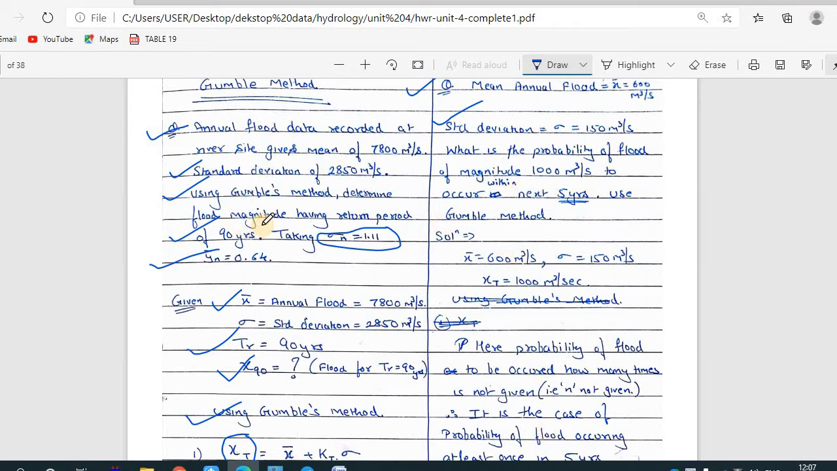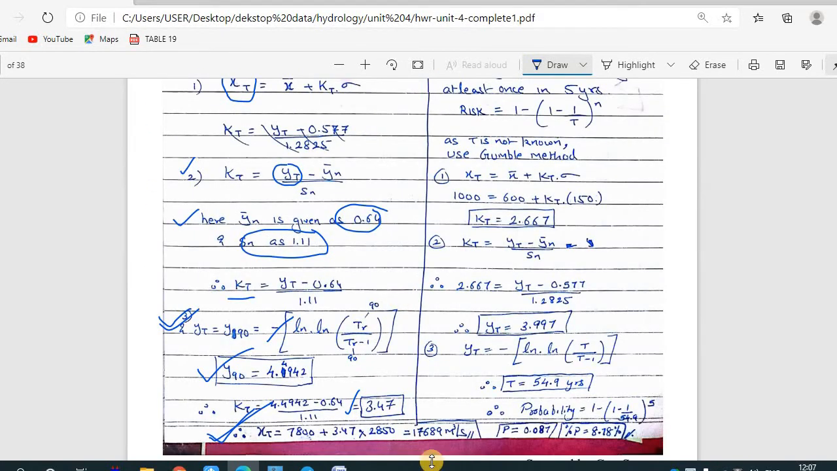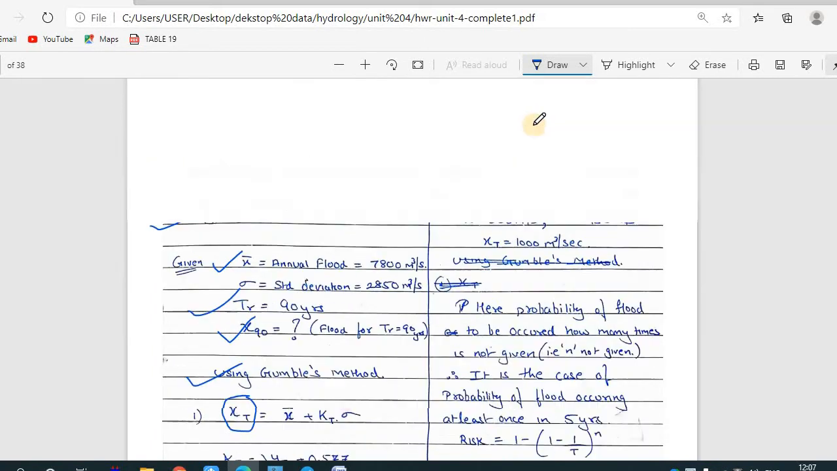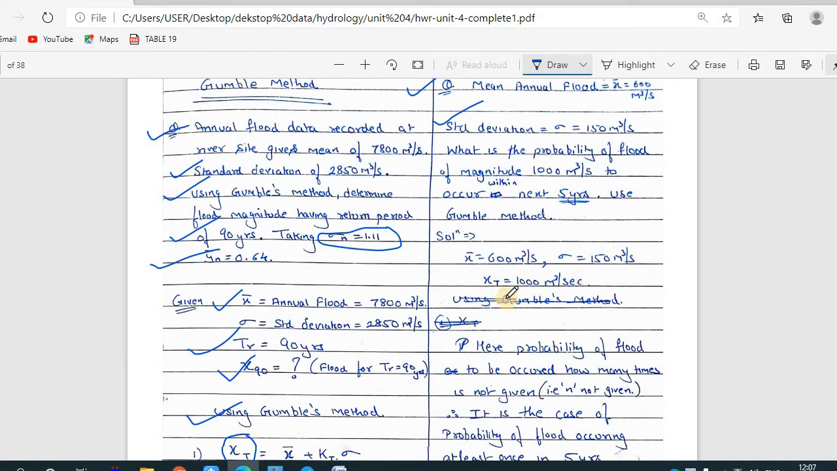Earlier we were asked to determine the flood magnitude. So the magnitude of the 90-year flood can be 17689 meter cube per second. That is the value of xt. But here they are asking what is the probability of occurrence of 1000 meter cube per second. That means this volume of flood will be there, but it is asking about the probability of happening in the next 5 years.